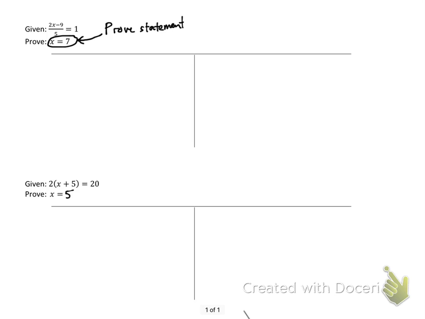Nothing super complicated here. I've got 2x minus 9 divided by 5 equals 1. I want to solve for x. What's the first thing I should do?